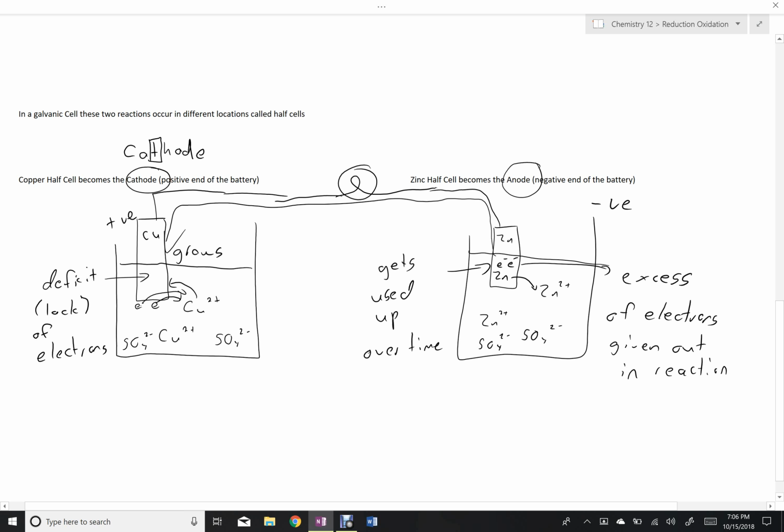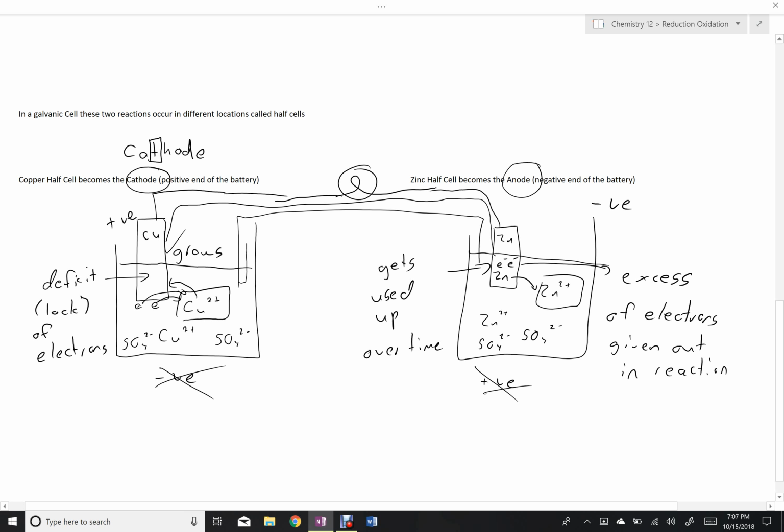Now, if this is all we were doing, this reaction would stop very quickly, because despite the fact that copper wants those electrons more than zinc, and so it naturally makes sense for the electrons to travel through the circuit this way, the problem is that here we're using up the copper ions in the solution, and here we're producing zinc ions in our solution. So this solution is slowly becoming positive, and this solution is slowly becoming negative. What we need to do to keep that from happening is we need to add something called a salt bridge.